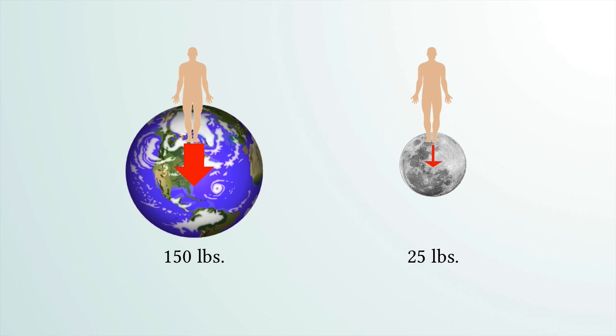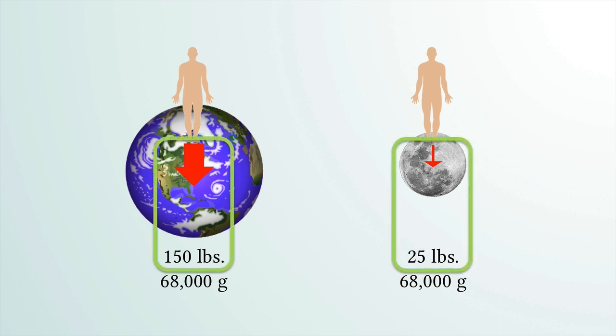Now let's consider this astronaut's mass. On Earth, he has a mass of 68,000 grams. And when he travels to the moon, he will find that his mass is also 68,000 grams there. The difference between mass and weight is that weight is dependent on the presence of gravity. Mass is a measure of how much stuff or matter is in an object, so it will be the same amount of stuff on the Earth as well as on the moon.